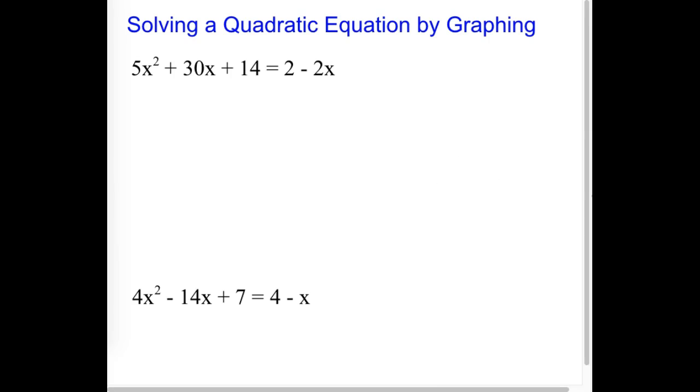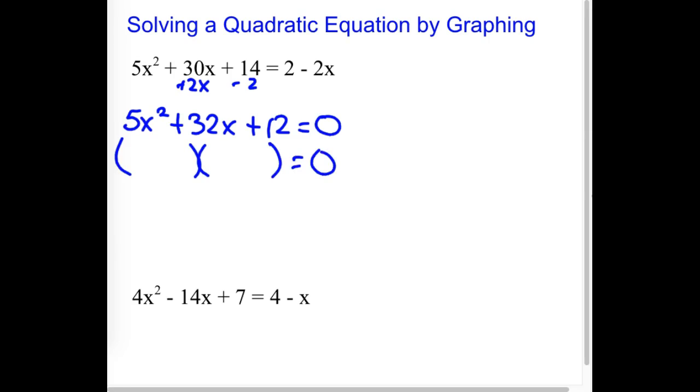All right, last 2 that we're going to solve. We are going to use factoring, but we're going to compare it to the graph. First step, we have to get one side equal to 0. So I'm going to add the 2x over here, and I'm going to subtract a 2. So we have 5x squared plus 32x plus 12. How many ways can I break up a 5? All right. So our only options here are 5x and 1x. To get a 12, I have a fair amount of options. I want it to be a positive 12, and I want my middle term to be positive as well.